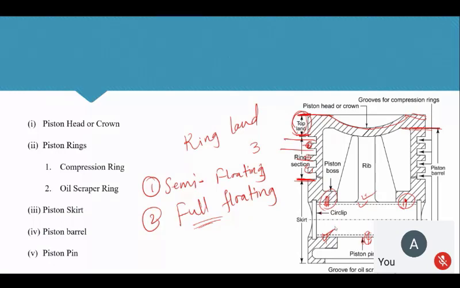Okay, sir. Okay, understood. Yes, sir. Iram Pathan. Sir, please explain full floating type. Which one? Full floating type? Yes, sir. Please explain full floating type. Okay, no problem. But one minute.